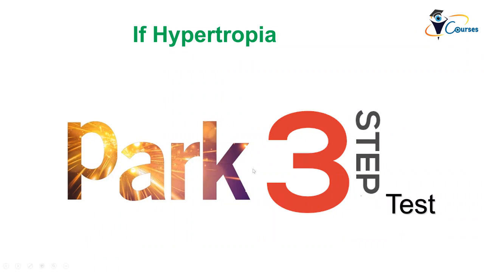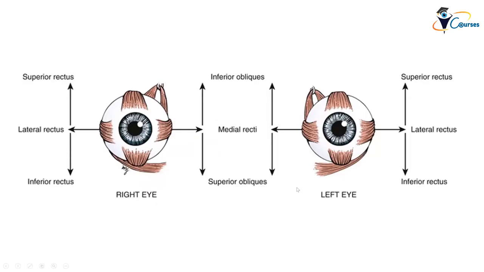What is a Park three-step test? It is a test that consists of 3 steps. These 3 steps are used to isolate a single vertical muscle palsy. We have 4 muscles that are responsible for vertical elevation and depression of the eye: the superior rectus, the inferior rectus, the inferior oblique and the superior oblique. Superior rectus will cause the maximum elevation in abduction. Inferior rectus will cause the maximum depression in abduction. The inferior oblique will cause the maximum elevation in adduction, and the superior oblique will cause maximum depression in adduction.